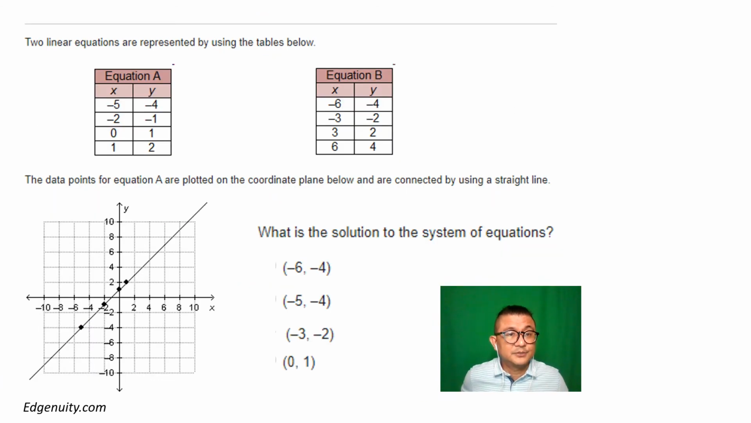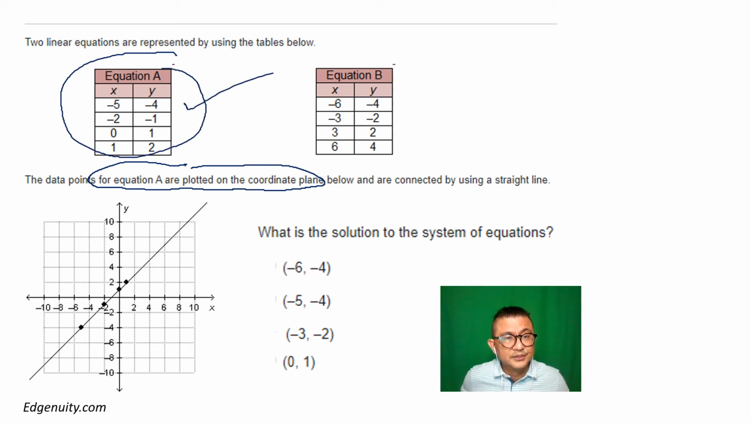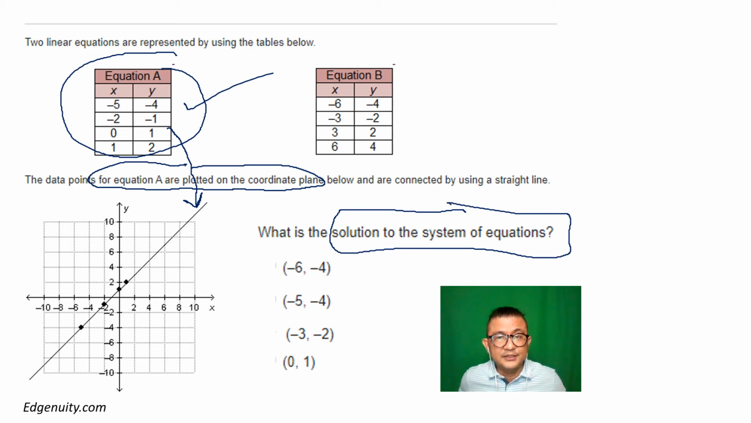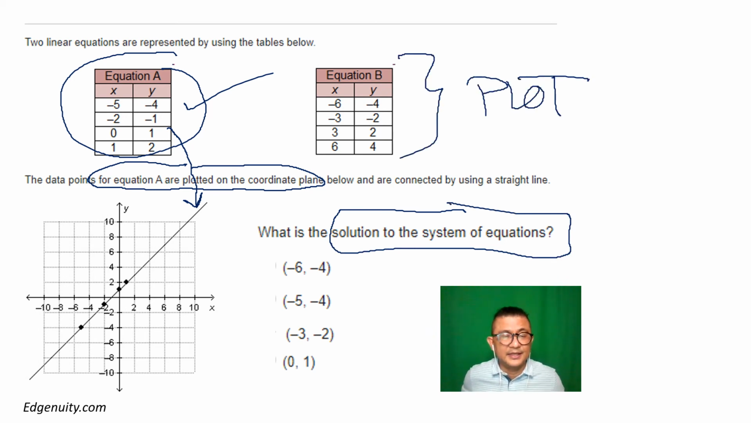Okay, for the next problem, the data points for equation A are plotted on the coordinate plane. So this one is already good. All right, this was already plotted for you. We're good. And are connected with a straight line. What is the solution now? So that means I need to plot these points. Plot it and make a line out of it.